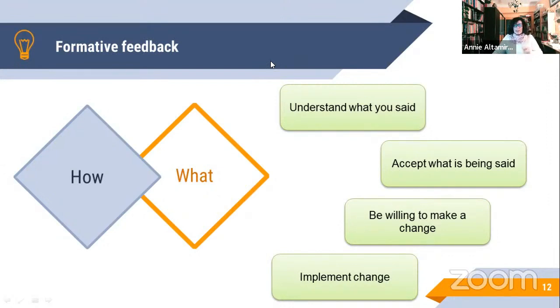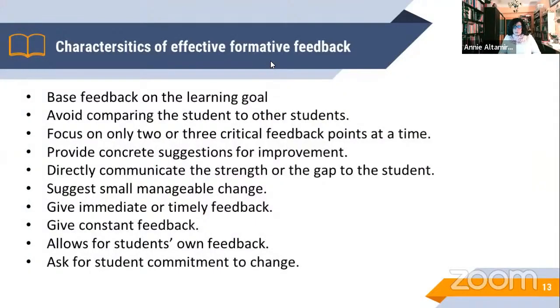So let's have a look at the characteristics of formative feedback. Now, formative feedback can be given by the teacher or by peers. But in both cases, it has the same characteristics. So we should, first of all, base the feedback on the learning goal and avoid comparing students. Also, it should focus on only 2 or 3 critical feedback points at a time.